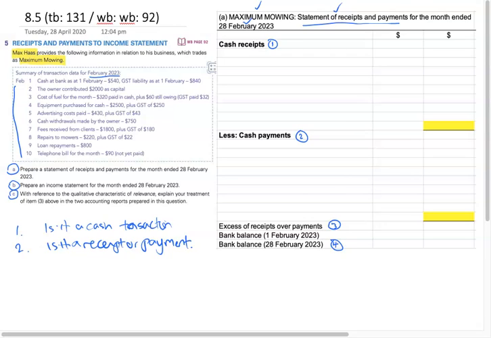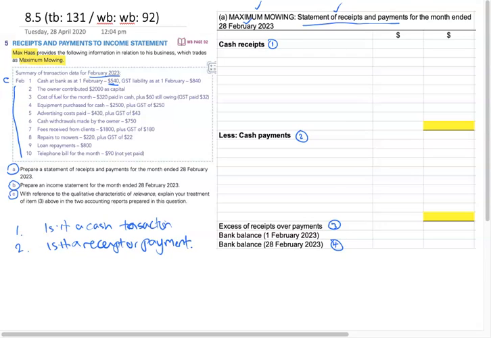The first one, on February 1, says that cash at bank on 1st of February is $540, and there is a GST liability at 1st of February of $840. Is this a cash transaction? There is some part of this that is impacting cash, so I'm going to put a little C there. We know that at the start of the period, we have $540 worth of cash. It's not a receipt or payment, it is just there at the moment.